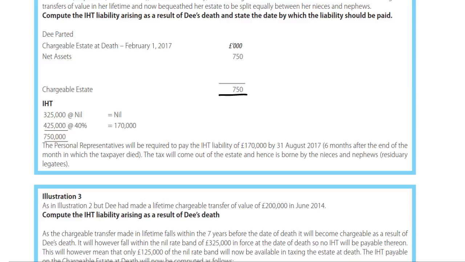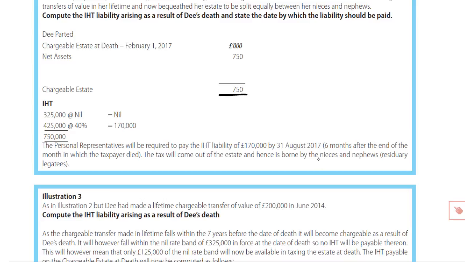Now, in that previous example with poor D there, departed, who was killed off on the 1st of February 17, she had made no such transfers during her lifetime, so the full 325 nil rate band was available to go against the value of her estate at death, leaving only the balance of 425 to be taxed at 40%.